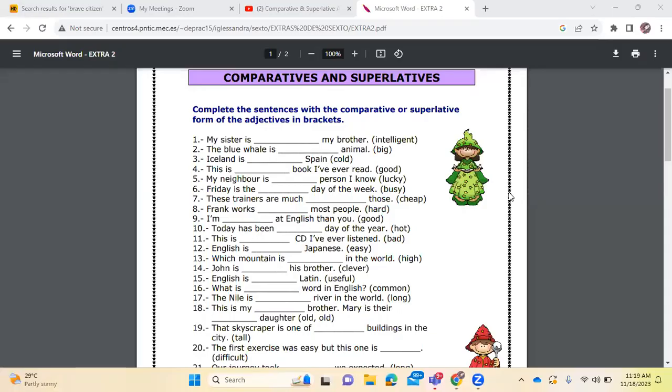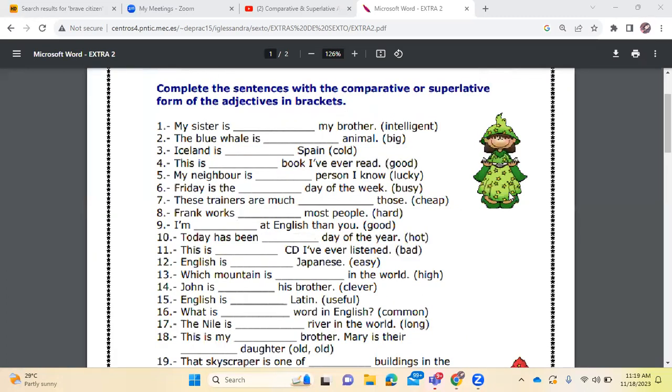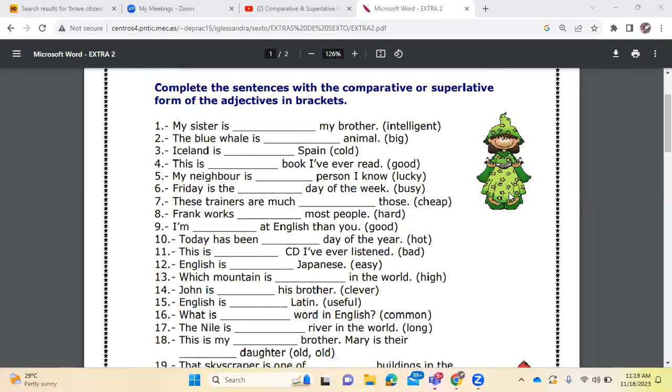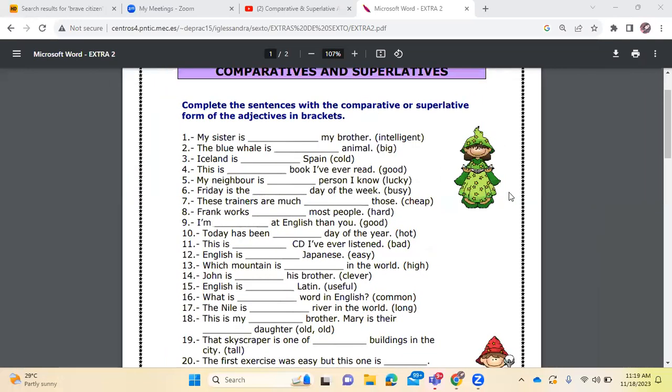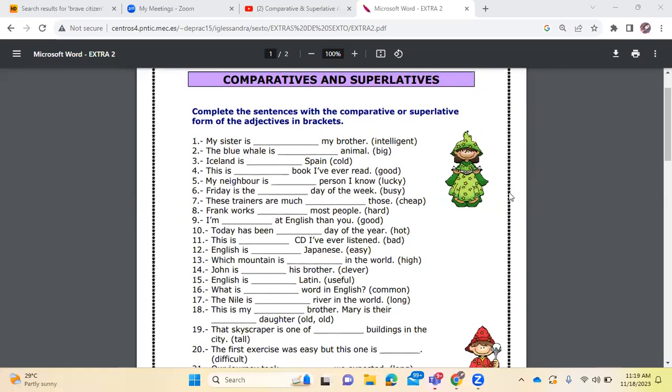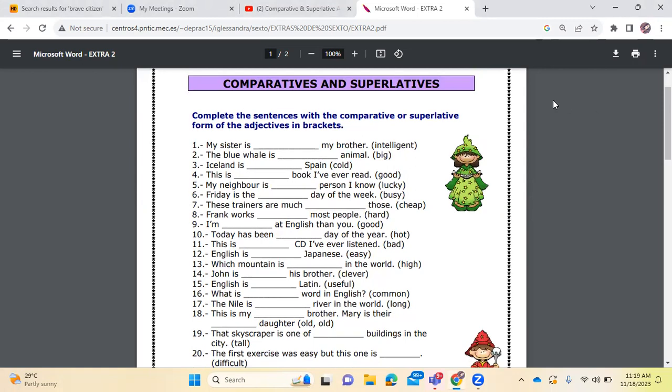Right. Okay. So I'm going to share a document with you, right? You can try to find the comparative or the superlative form of adjectives to fill in the blanks, right? There are 20 sentences here, as you can see. I want you to go through and fill in the blanks.